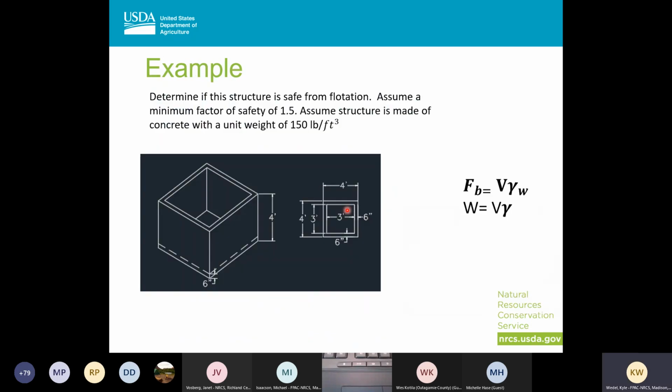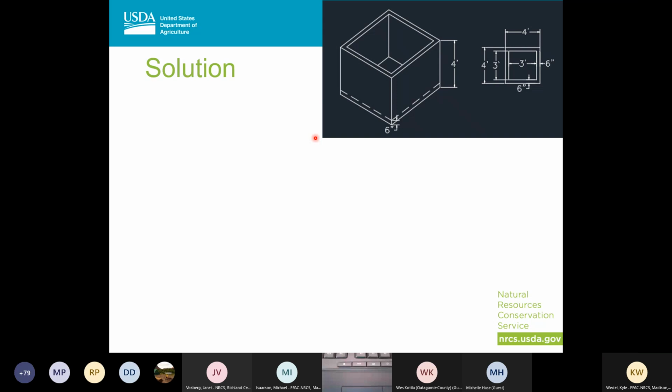Here's an example I'm going to go through. We're going to determine if the structure is going to be safe from flotation. Assume a factor of safety of 1.5, and the concrete is 150 pounds per cubic foot. The first thing I'm going to do is find the volume of my concrete. I'm going to take my floor, which is 4 feet by 4 feet, and 6 inches high. I multiply that through and come up with 8 cubic feet for my floor.